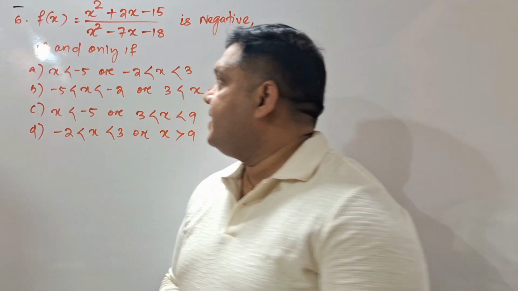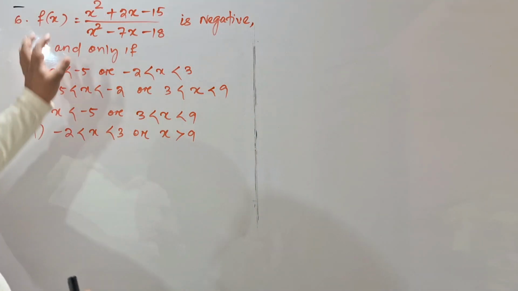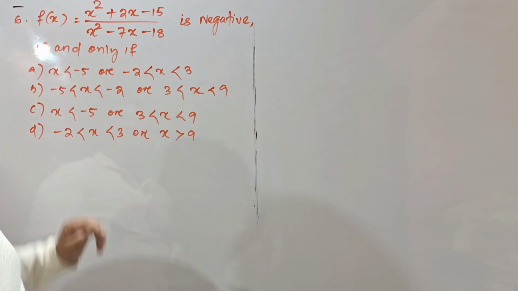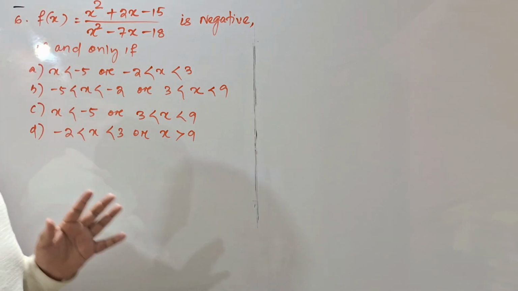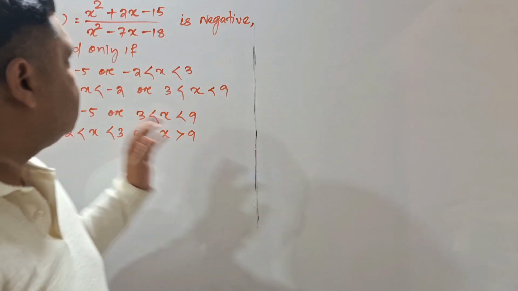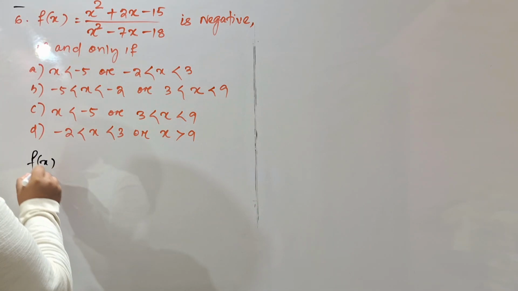Question number 6. Here, 2 quadratic equations are given, one in the numerator and one in the denominator. The function f of x is equal to x square plus 2x minus 15 divided by x square minus 7x minus 18. So first, find the roots, okay. So how will I write? Now here f of x.